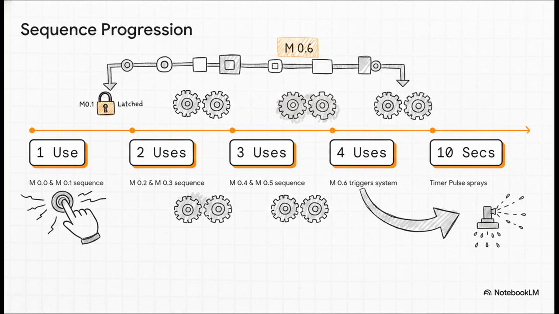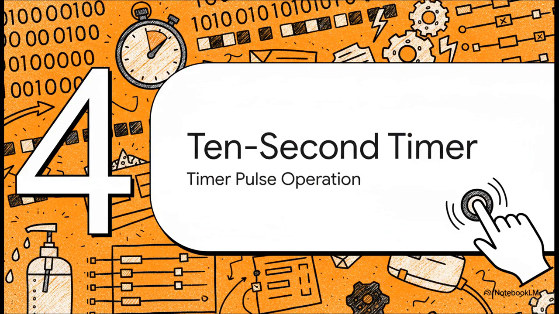These memory bits are acting as hard sequential checkpoints. You literally cannot jump to use number 3 without fully passing checkpoints 1 and 2 first. Finally, we hit the finish line at use number 4. When the button gets pressed for that 4th time, memory bit M0.6 gets latched. M0.6 is our golden ticket. It's the trigger that tells the system all criteria are met. Prepare for sanitization. Section 4, the 10-second timer.